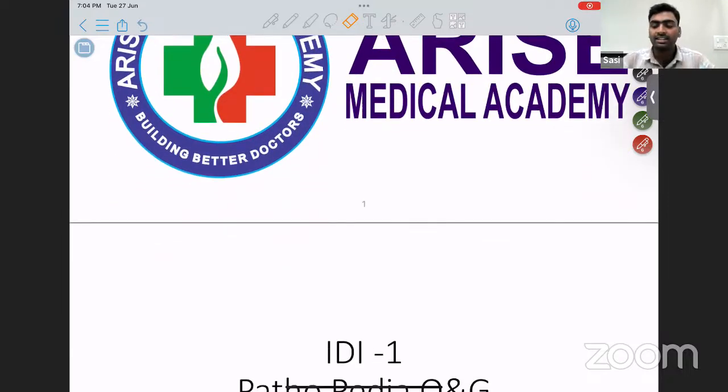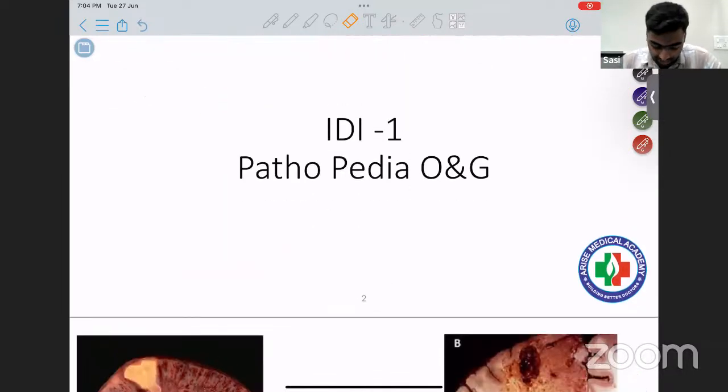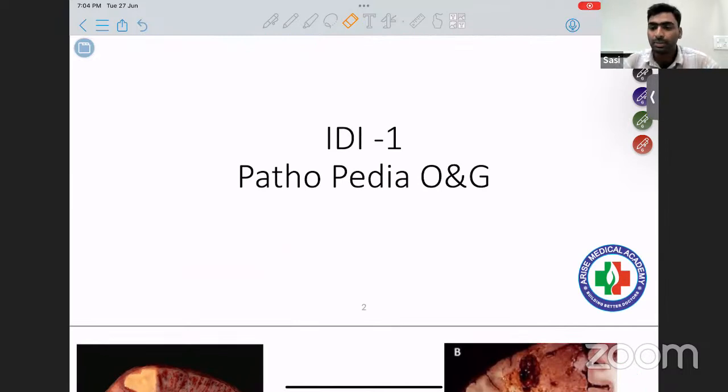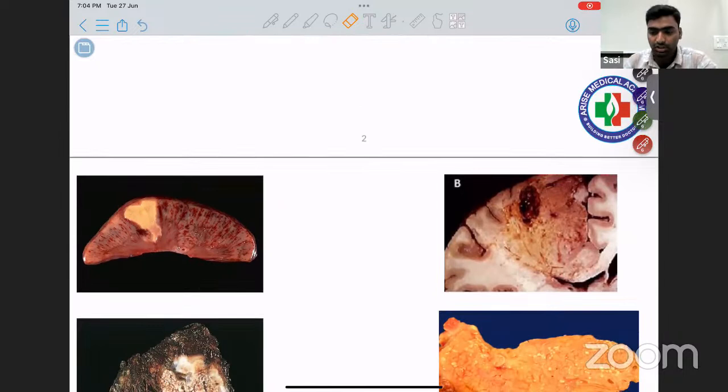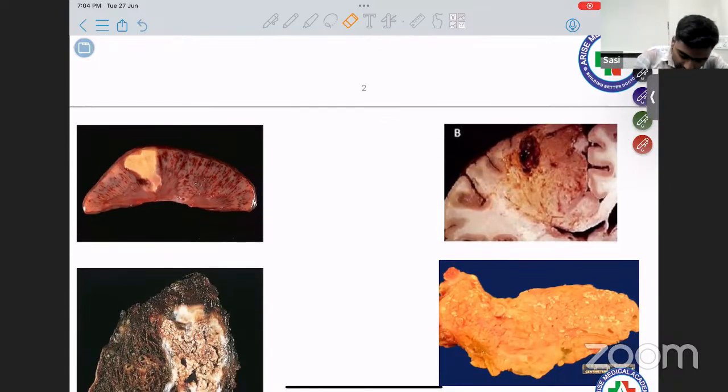Yeah, fine. In the part 1 session, there will be 3 subjects: patho, pedia, and OG. We'll start with the patho part, mainly with the basics of patho. The first one we'll start with is necrosis.